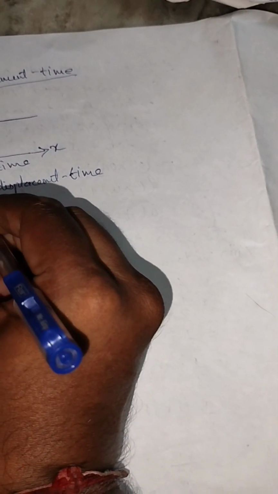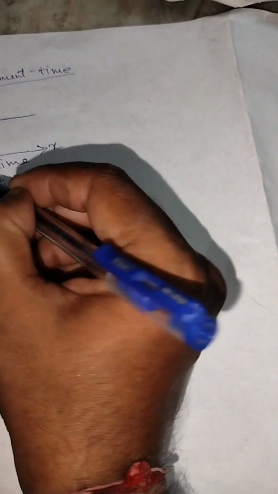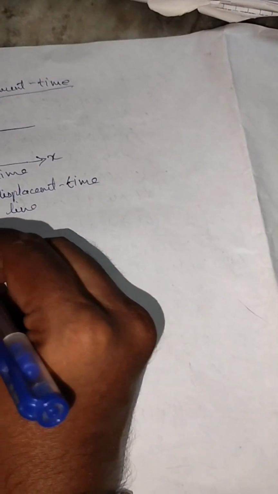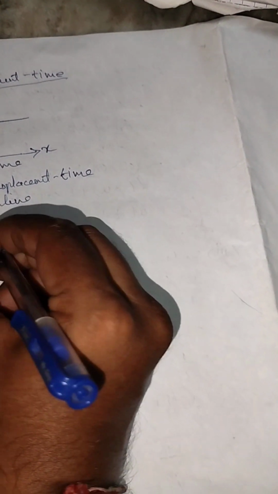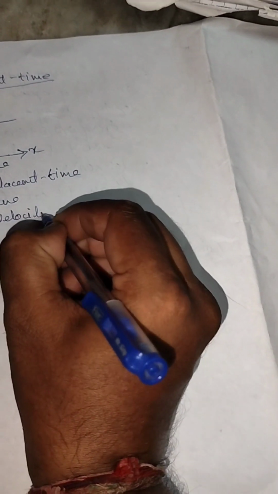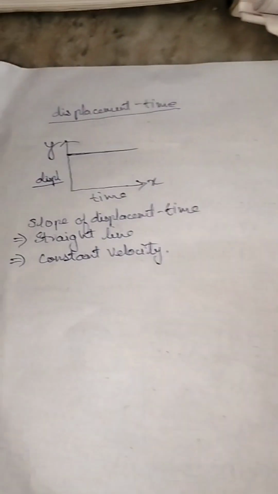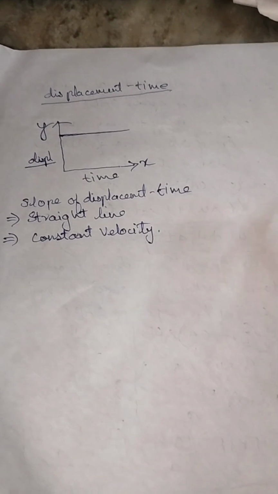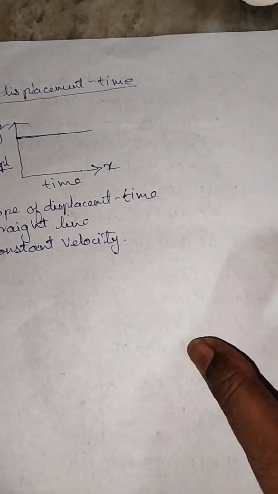First of all, it is a straight line. You have to represent that line. It is a straight line and the slope will always be constant velocity. So you have to represent constant velocity for the displacement time graph.